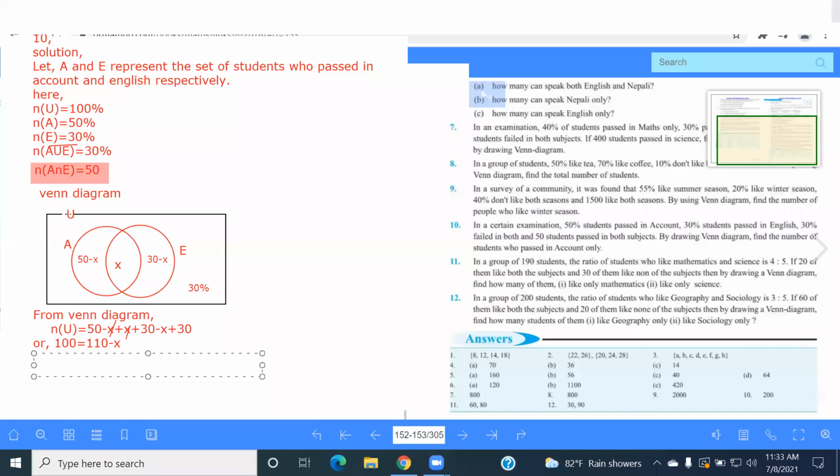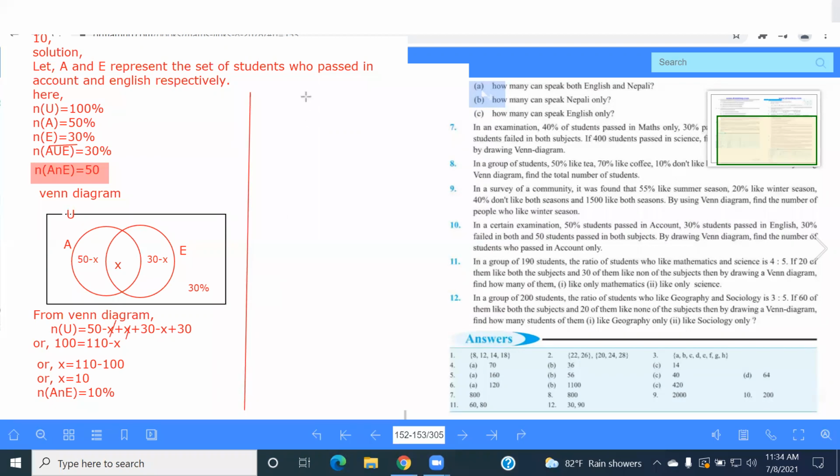Now let's take this X to the left side. So X equals 110 minus 100. From here you get X equals 10. It means the number of account intersection English is 10%. But actually here you have to find the number of students who passed account only, and not in percent. We have to find the total number.